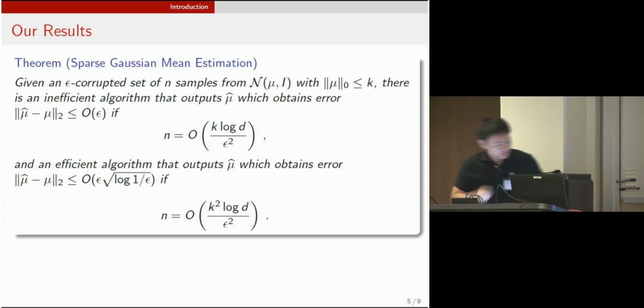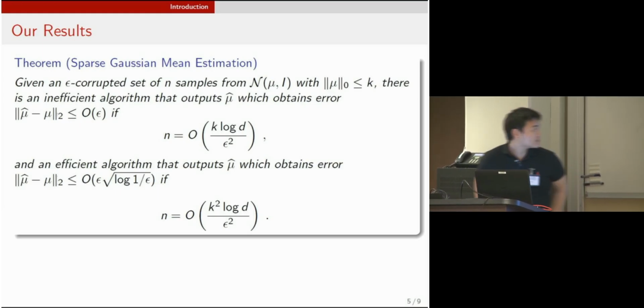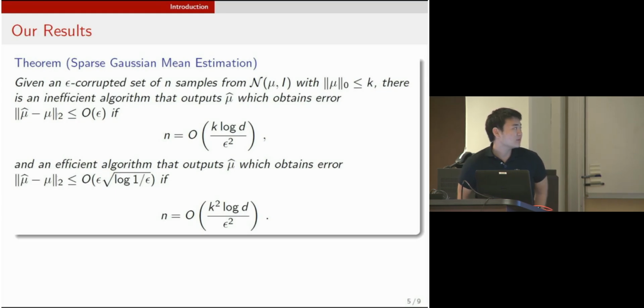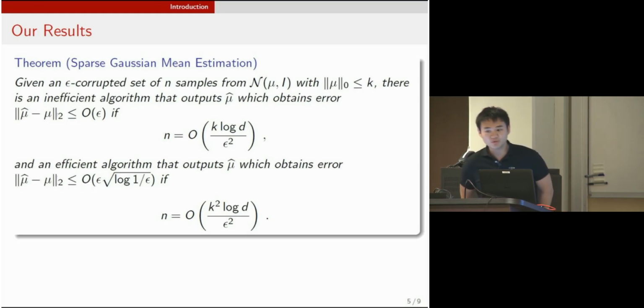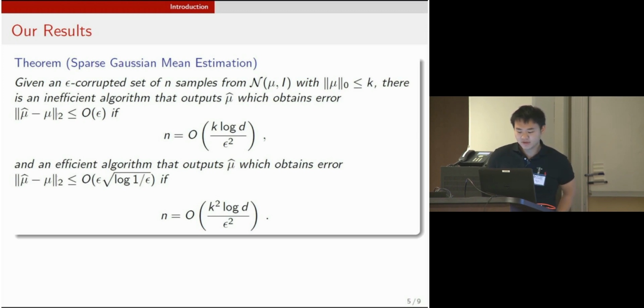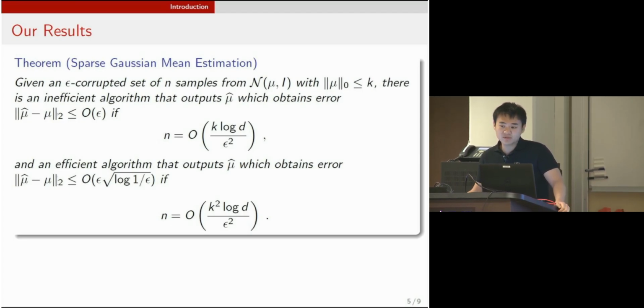Now I'll state our main results for sparse Gaussian mean estimation. Given an epsilon-corrupted set of samples from a Gaussian distribution with mean mu and identity covariance, where mu is k-sparse, there's an inefficient algorithm that has error on the order of O(epsilon) if the number of samples is on the order of k log d over epsilon squared.